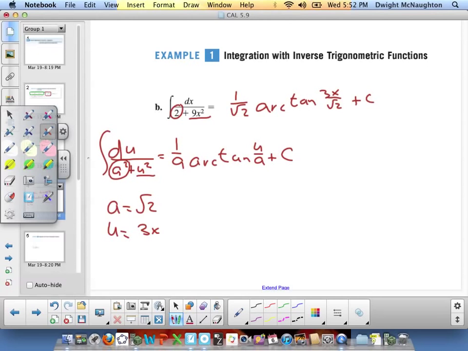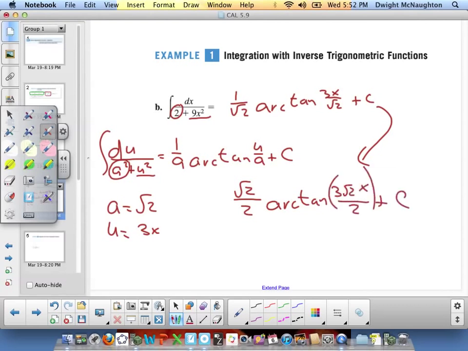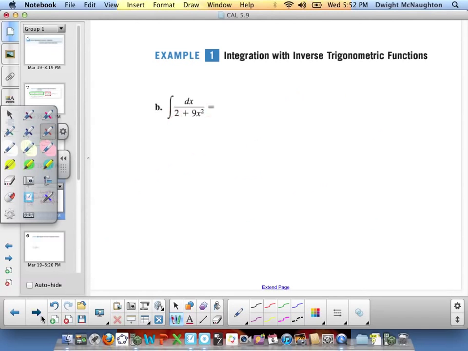Some places they're going to want you to rationalize, so we'll rationalize this quickly. 1 over the square root of 2 will become square root of 2 over 2. Arctan of 3 square root of 2 x over 2, plus a constant. So it's looking for the pattern and simplifying, see what substitutes in and fill it in.